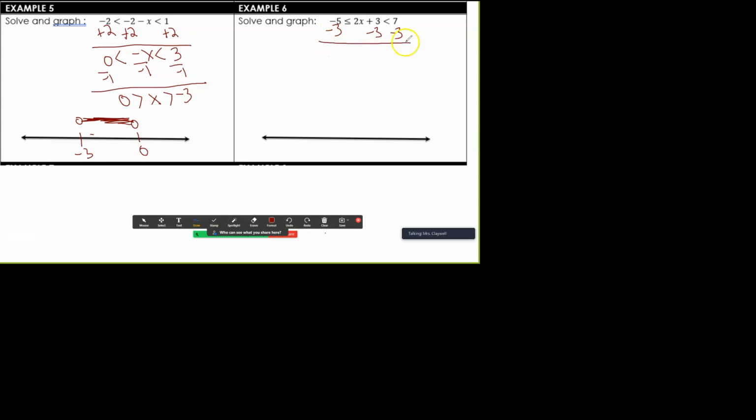Example 6, I have the same concept. I want to do my operation to every side. Going to divide everything by 2. So -4 is less than x, and x is less than 2. I have an open and a closed circle, and I can have any of that area in between.